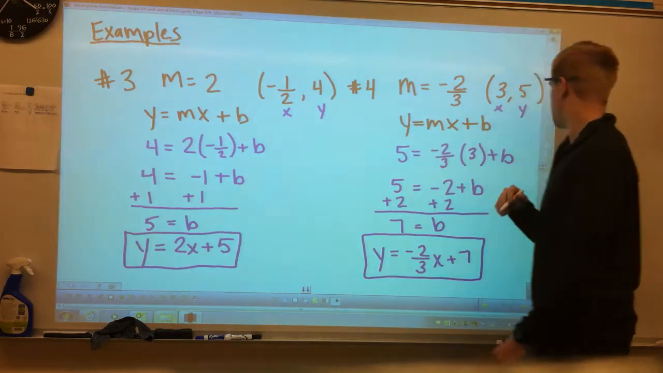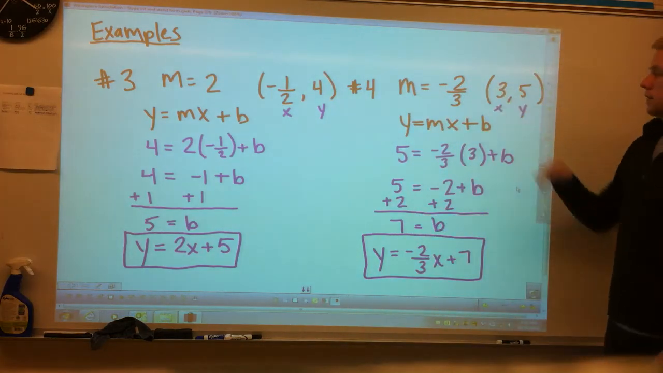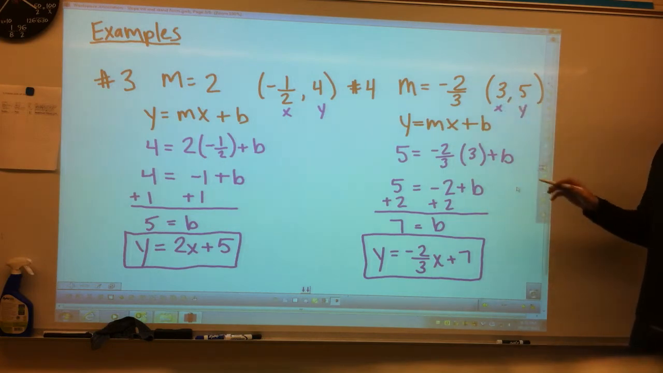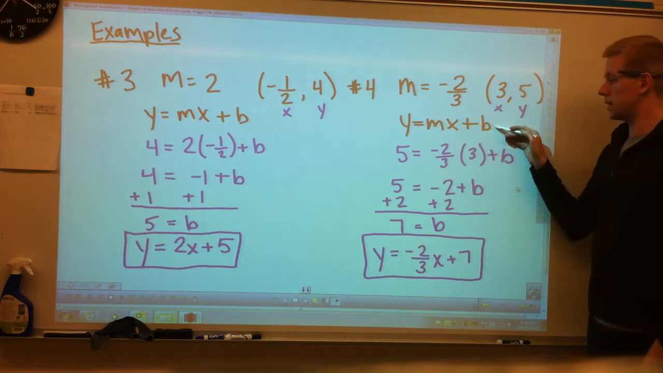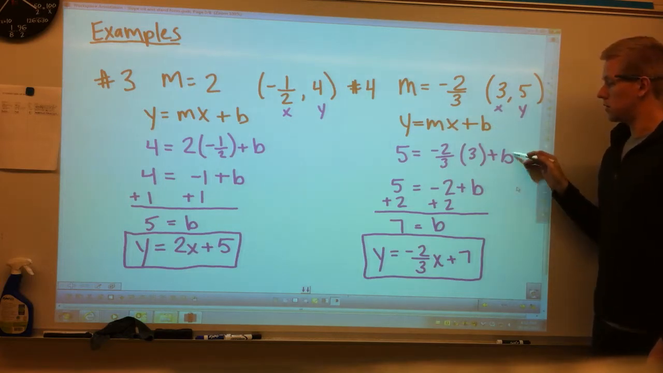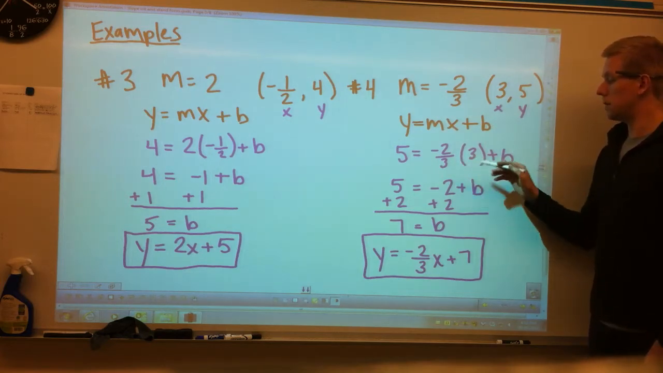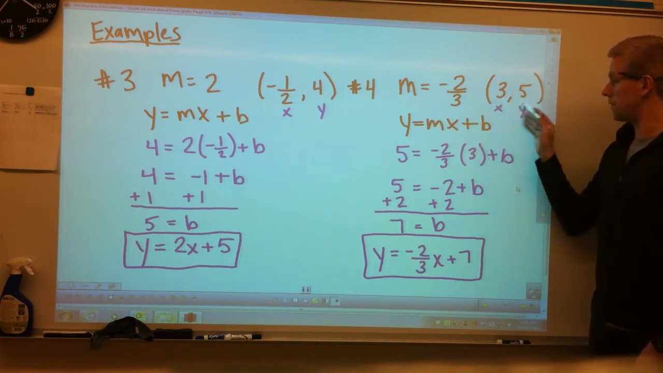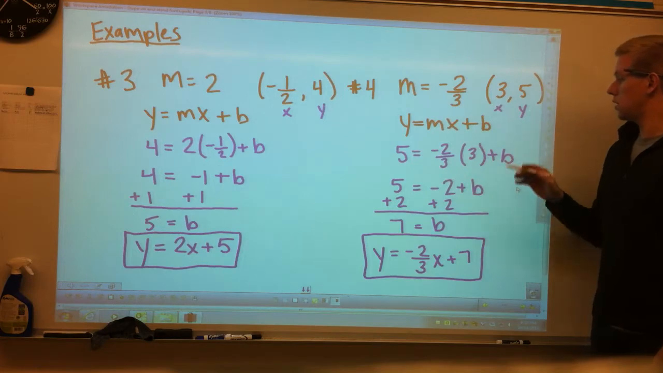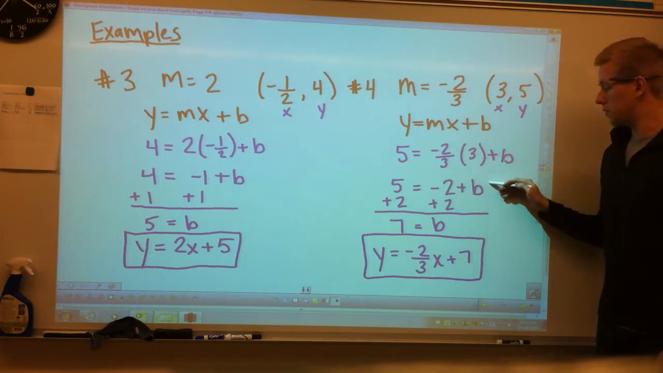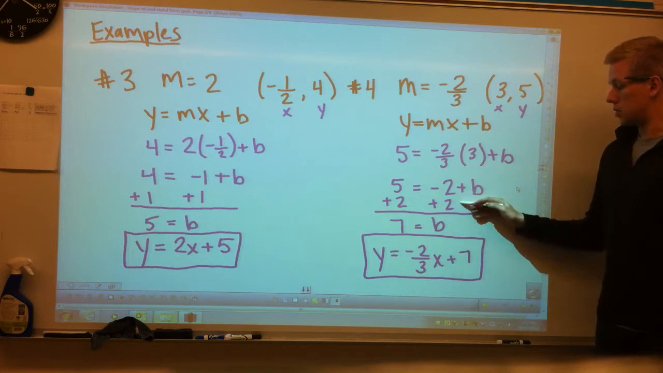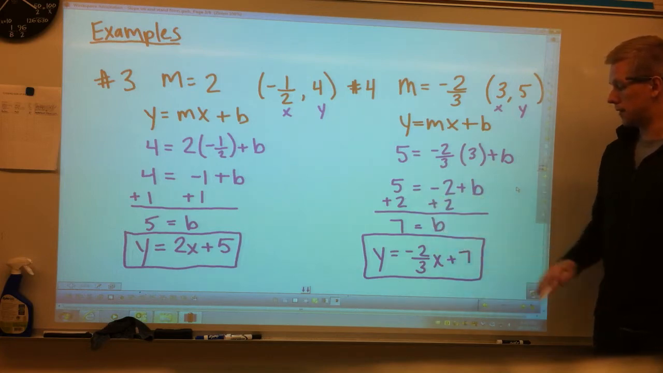Okay, my next example. I have -2/3 as my m, and then I have the point 3, 5. Same thing. Start with y equals mx plus b, plug in what you know. So I have 5 equal to -2/3 times 3 plus b. Okay, that came from my x. The 5 came from my y spot. Then I just did some math. Solve for b. Multiplied here, got -2, added 2 to both sides to get b equal to 7.